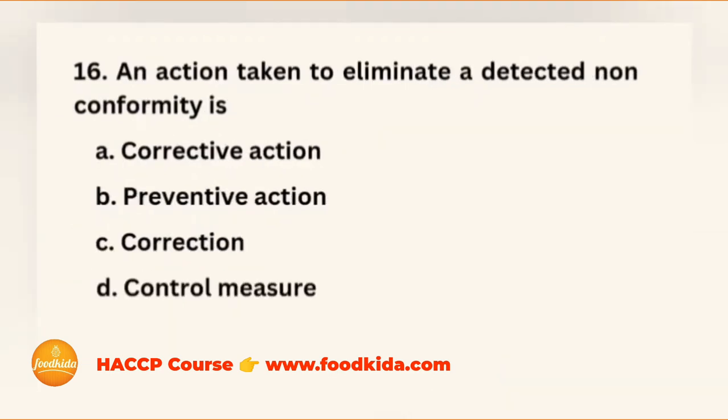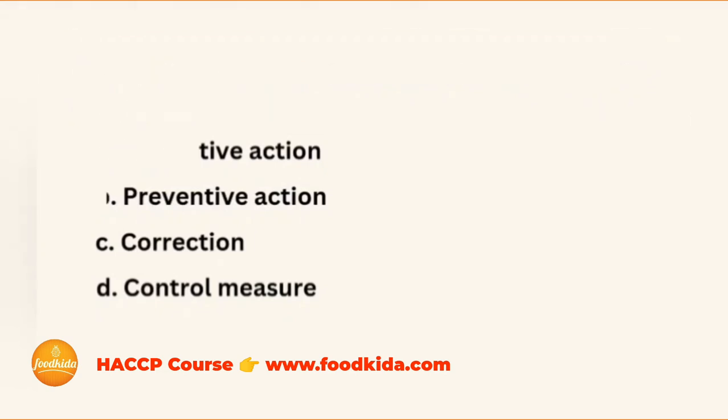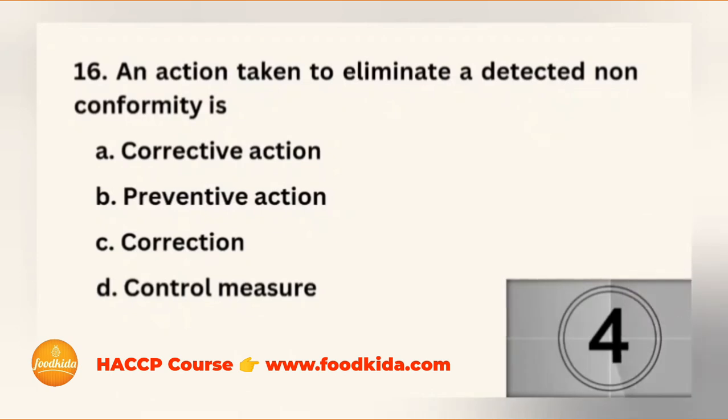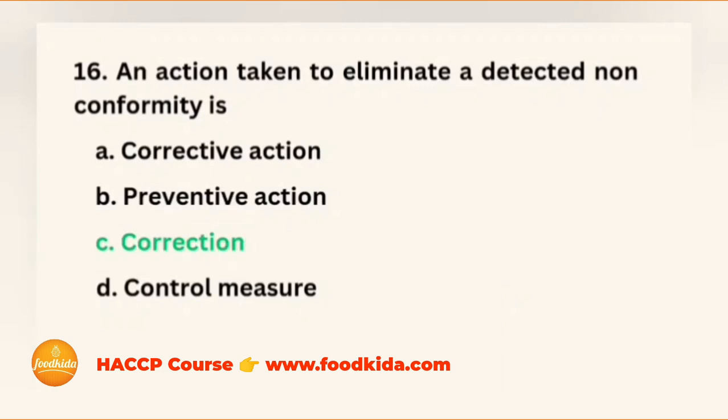An action taken to eliminate a detected non-conformity is: Option A, corrective action. Option B, preventive action. Option C, correction. Option D, control measure. And the correct option is option C, correction.